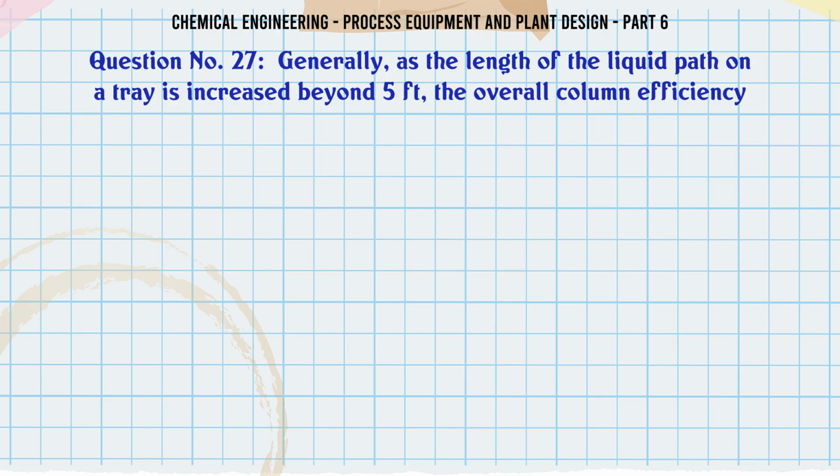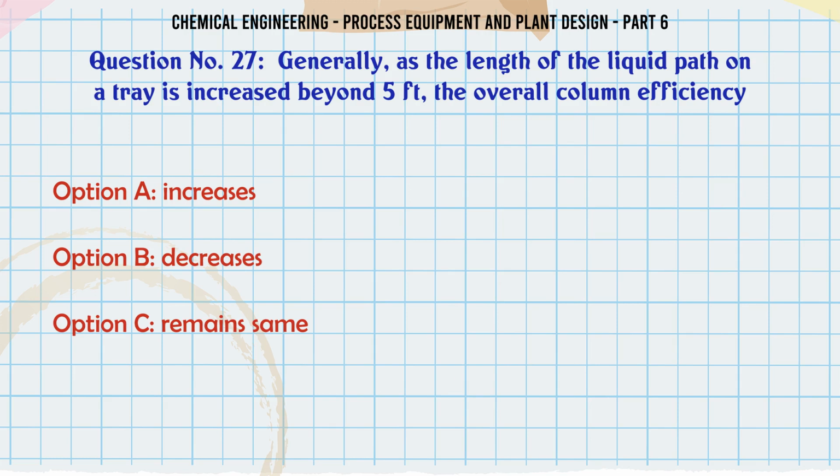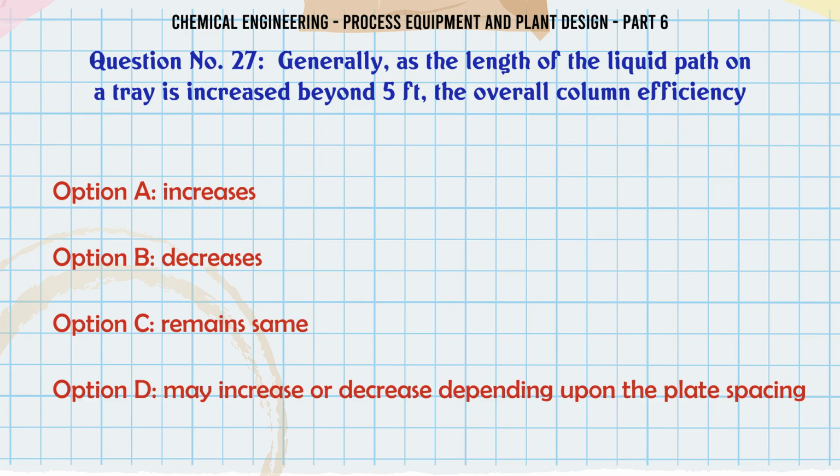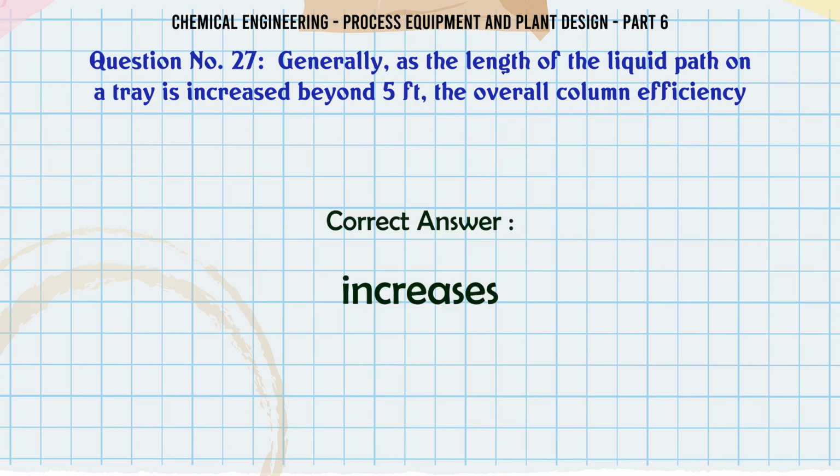Generally, as the length of the liquid path on a tray is increased beyond 5 feet, the overall column efficiency A. increases, B. decreases, C. remains same, D. may increase or decrease depending upon the plate spacing. The correct answer is increases.